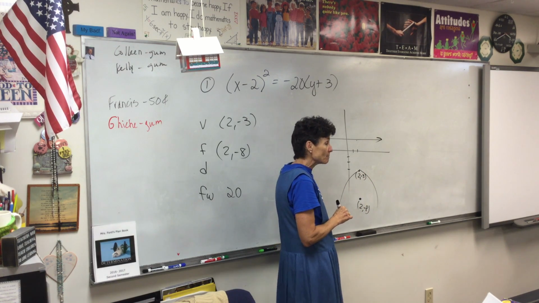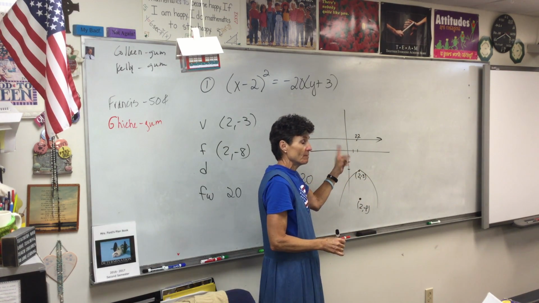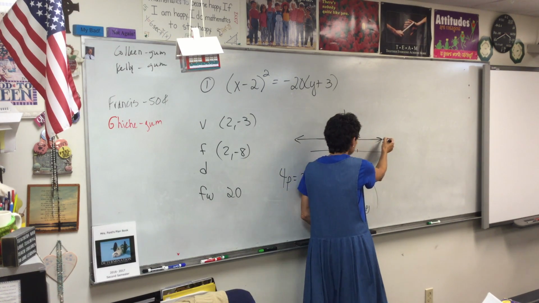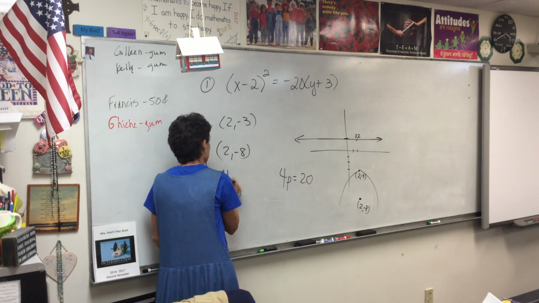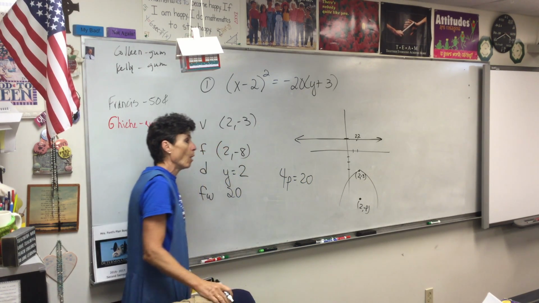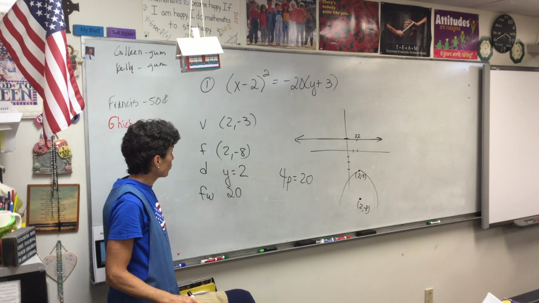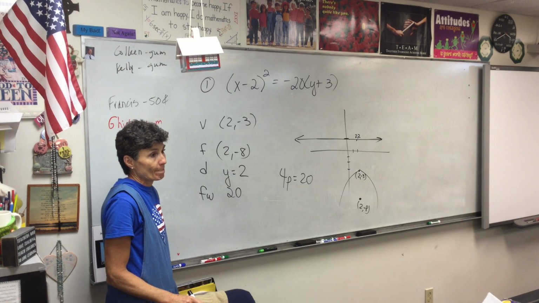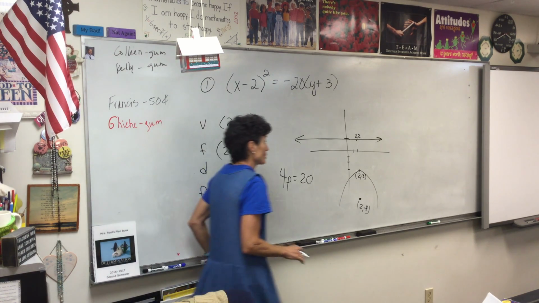Now, you're going to be tempted to say this is the point 2, 2, and it is, but that is not your directrix. Your directrix is the line that crosses the y-axis at 2. Your directrix is a line. Y equals 2. Does anybody have a question about where one of those numbers came from? Okay, you got it?